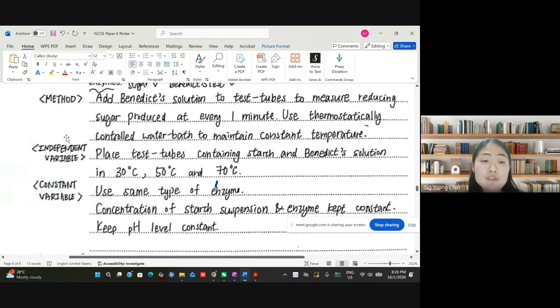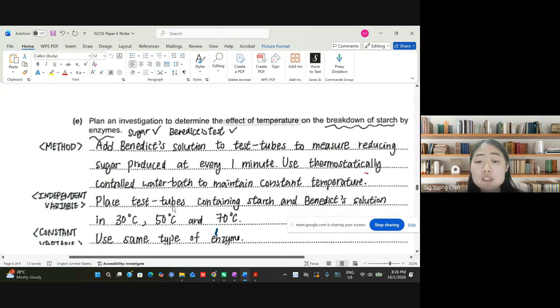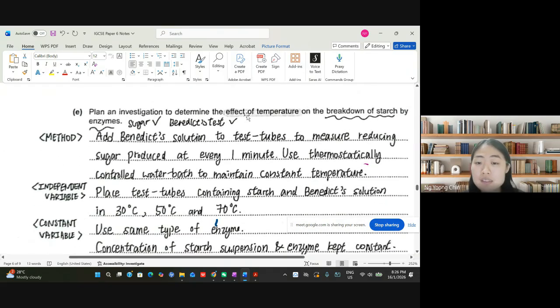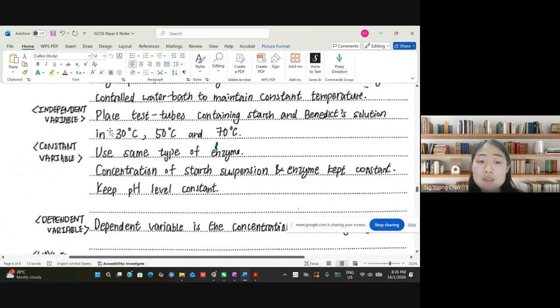And then another thing is the independent variable. Design the independent variable, okay? You can say that it is the temperature, because you are studying the effect of temperature change on the breakdown of starch, right? So how you study your independent variable is you use different temperatures. You place a test tube containing the starch and the Benedict's solution at about 30, 50, 70. List down the figures. Okay, you can write as many as you could. You can write 30, 40, 50, 60 also can, up to you. About 3 or 4 figures for the independent variable.